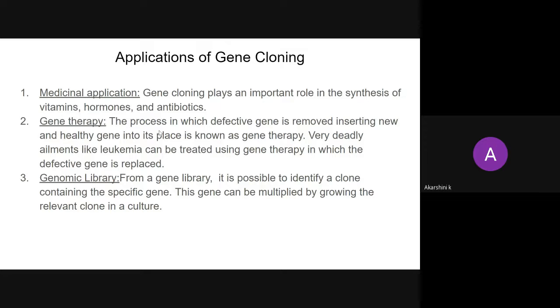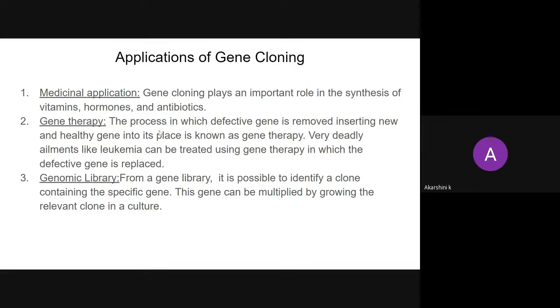The first application is medicinal application. Gene cloning plays an important role in the synthesis of vitamins, hormones, and antibiotics. Second one is gene therapy, the process in which a defective gene is removed and a new, healthy gene is inserted in its place. Very deadly ailments like leukemia can be treated using gene therapy, in which the defective gene is replaced.